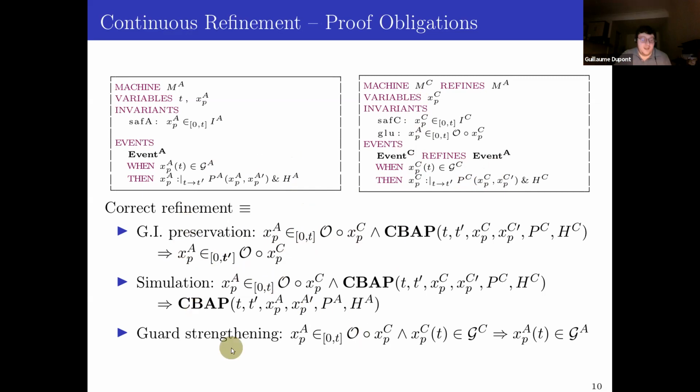And most importantly, because I will come back to it, guard strengthening. The concrete event cannot be triggered more often than the abstract event, which means that if XPC is in GC, if this guard of the event is true, then the abstract guard must be true as well. So if XPC is in GC, then XPA must be in GA. You cannot have a guard that is true more often than the abstract guard.